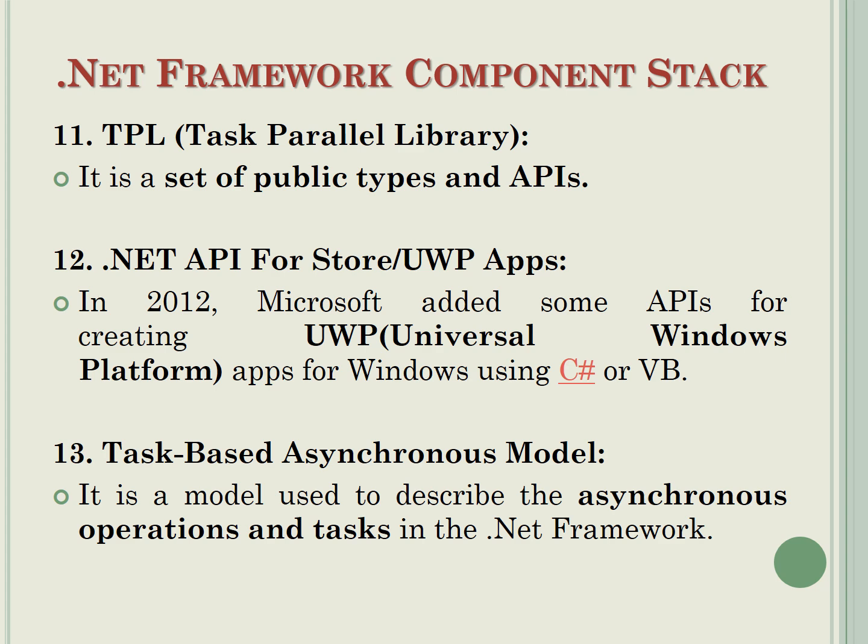And the next component is the .NET API for Store or UWP apps. In 2012, Microsoft added some APIs for creating Universal Windows Platform apps for Windows using C# or Visual Basic. And the last component is the task-based asynchronous model. It is a model used to describe asynchronous operations and tasks in the .NET Framework.